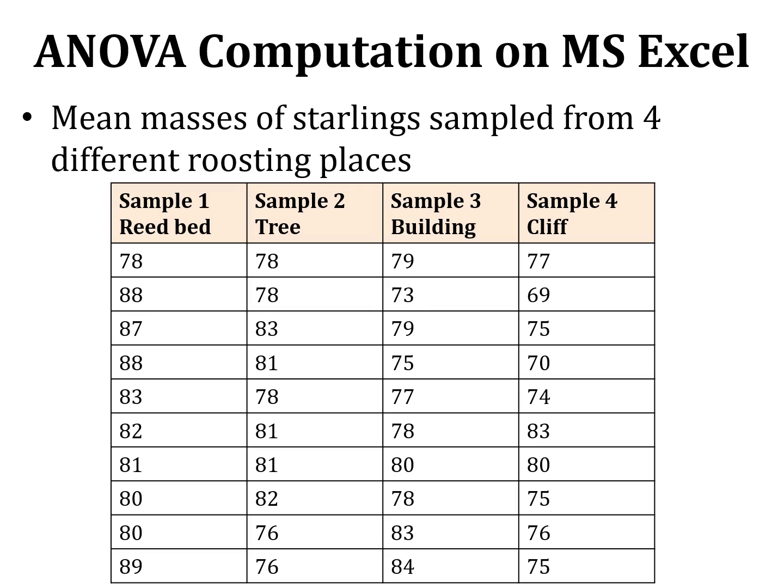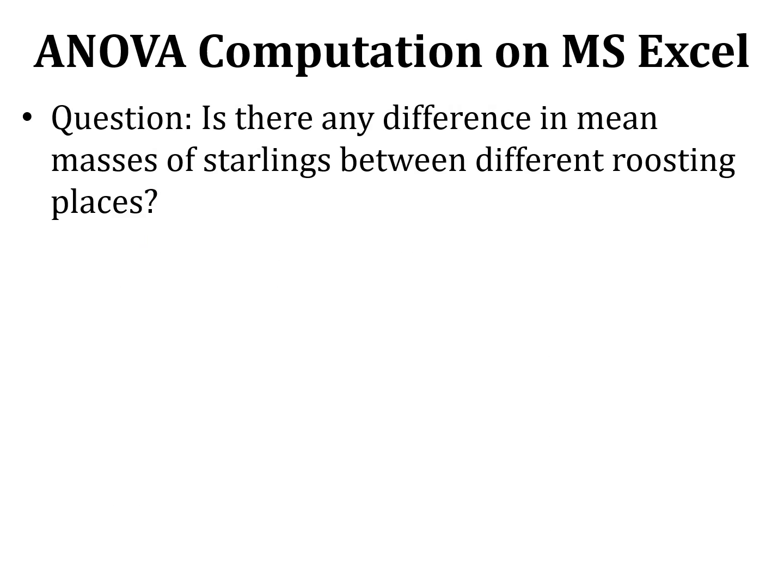These are the observations that we have, 10 observations from each of the samples. So the total number of observations is 40. The question is: is there any difference in mean masses of starlings between different roosting places?